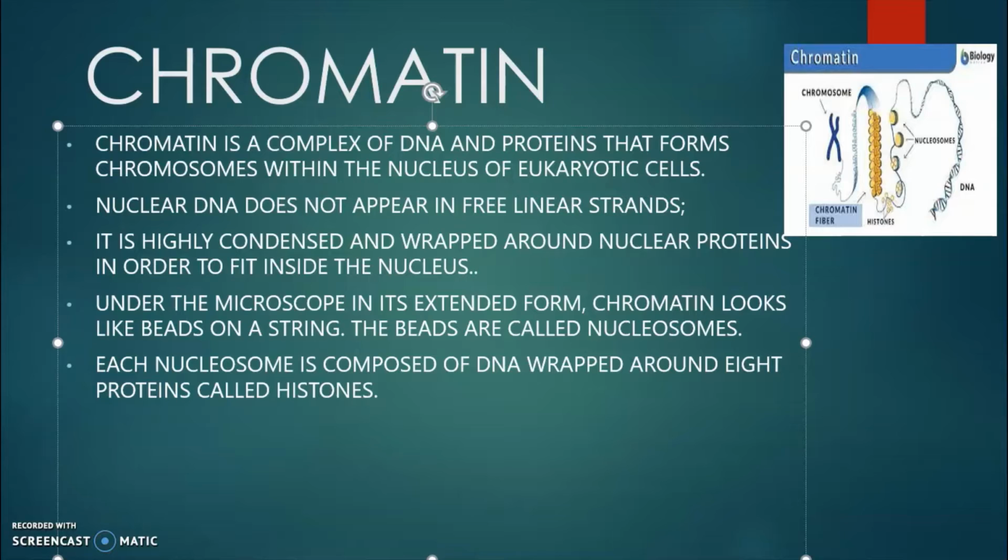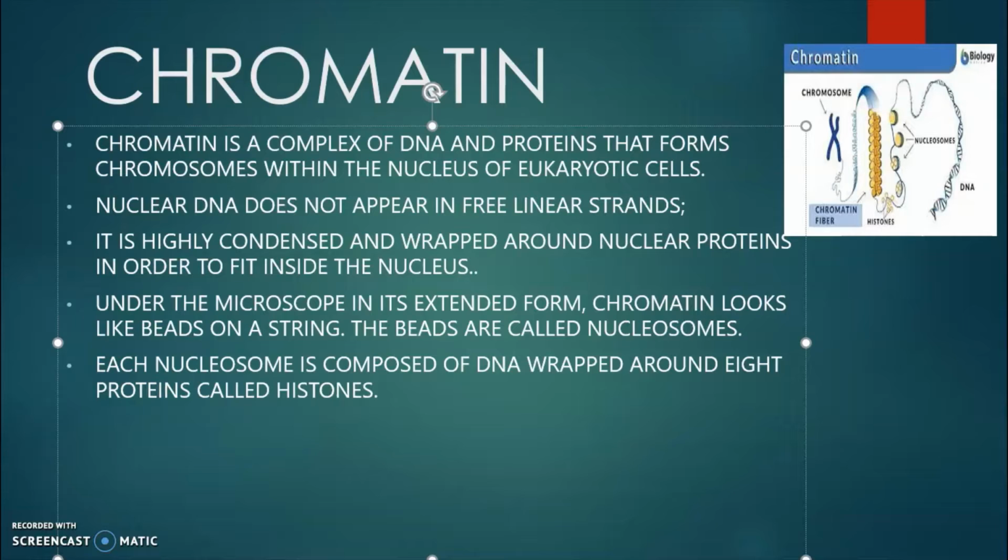Good day, students. Now we will look at the role of the terms given in cell division. First of all, we will look at the chromatin. Chromatin is a complex of DNA and protein that forms chromosome within the nucleus of eukaryotic cell. Nuclear DNA does not appear in free linear strands. It is highly condensed and wrapped around nuclear proteins in order to fit inside the nucleus.